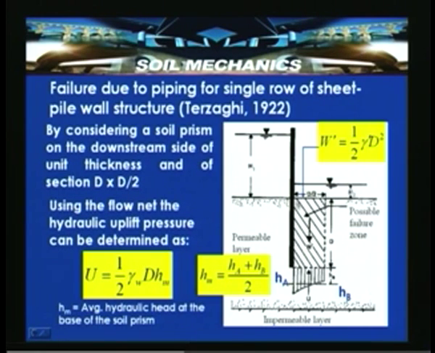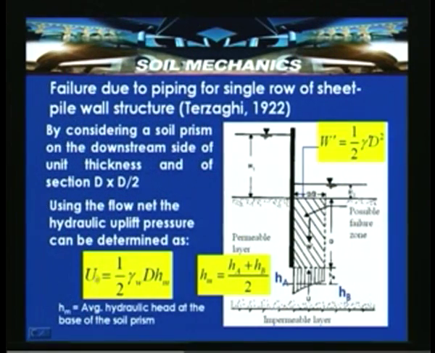So, first let us look into this particular portion W dash, which is equal to half gamma dash D square. W dash is equal to half gamma dash D square, that is nothing but the self weight of the soil prism which is being subjected to an uplift. So, here gamma dash is the submerged unit weight of soil, and D is the depth to which the sheet pile wall is embedded. So, W dash is equal to half gamma dash D square, and the hydrostatic uplift pressure can be estimated by using U is equal to half gamma W D Hm.